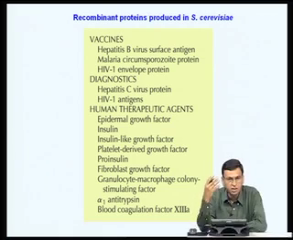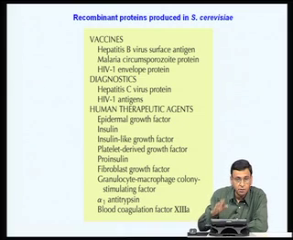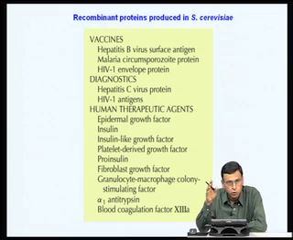A number of recombinant proteins have been expressed using any one of these Saccharomyces cerevisiae expression vectors. I just listed some of the proteins which have been very successfully expressed, and some of them have been licensed for use in humans and are available as products in the market.